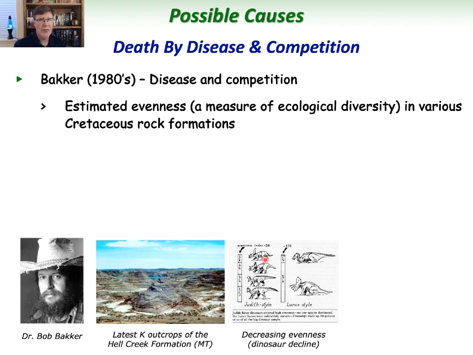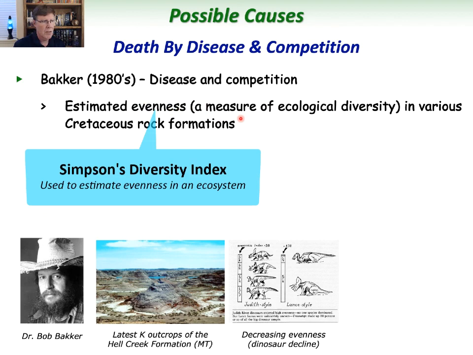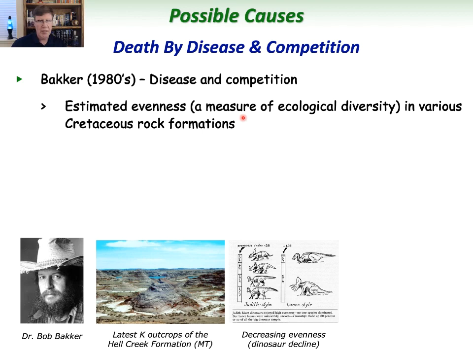And so he quantified this using an ecological term called evenness. He basically applied the fossil count and tried to quantify it and estimate the evenness of the ecosystem. And really all that is a measure of the diversity of the ecosystem. The more even it is, the more diverse, where there is no dominant organism. And the more uneven it is means that one organism is dominating, and typically that's not a healthy ecosystem.